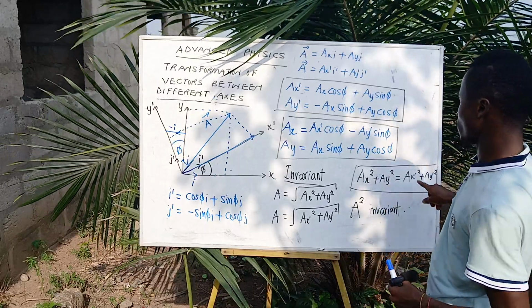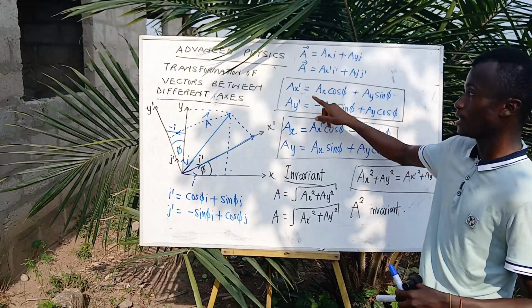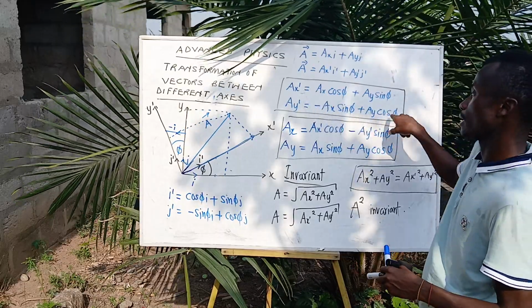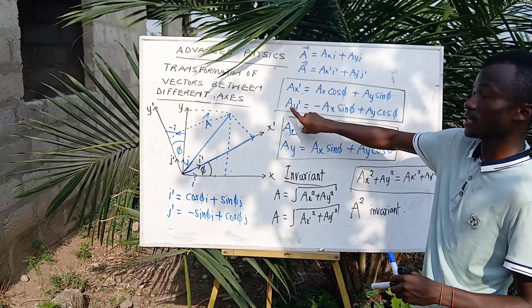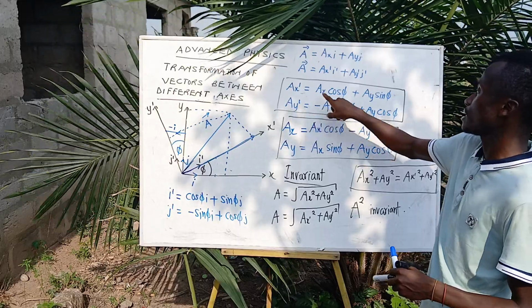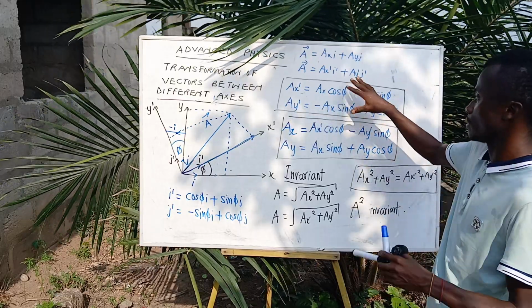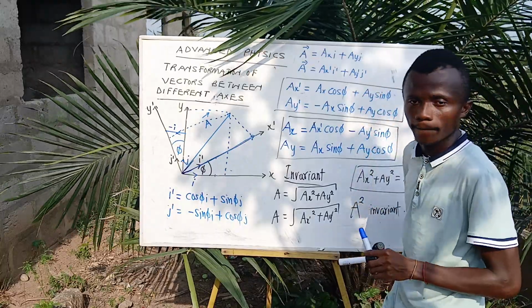You can even prove this from the transformation. If you square ax prime, if you square this quantity, and then square this one, and then add the square of this to that square here, you get ax squared plus ay squared. The cos phi, the sine phi would cancel out.